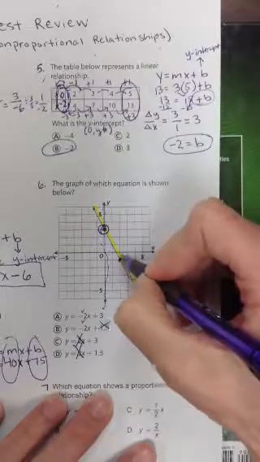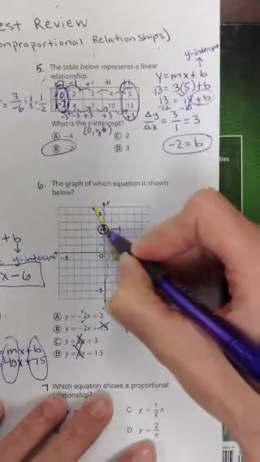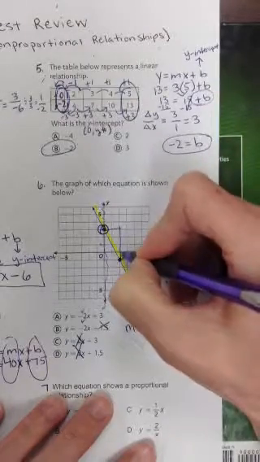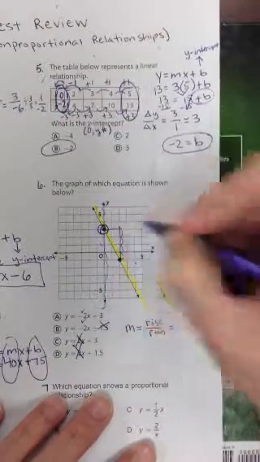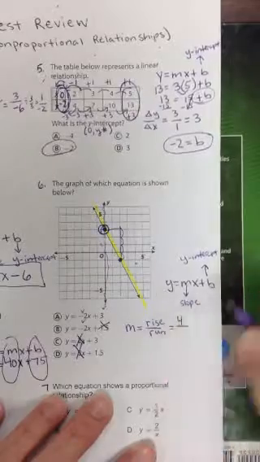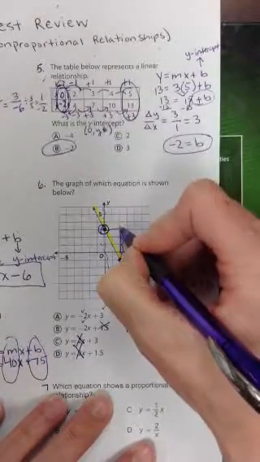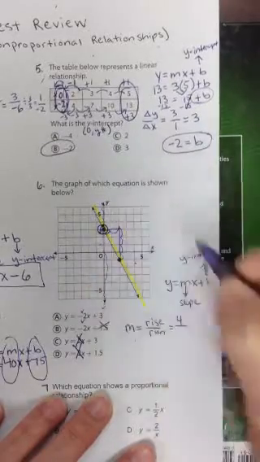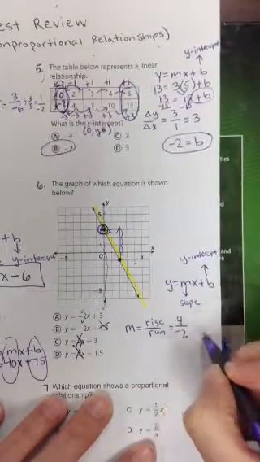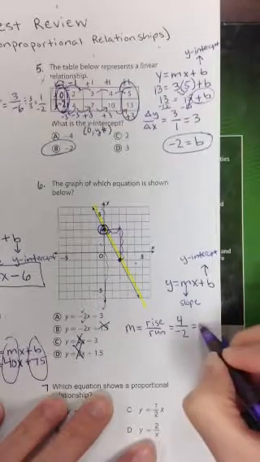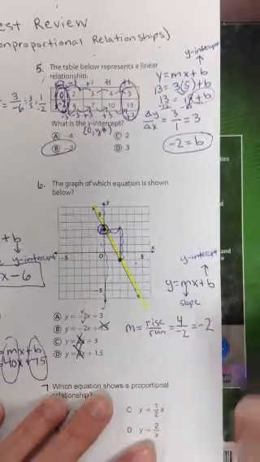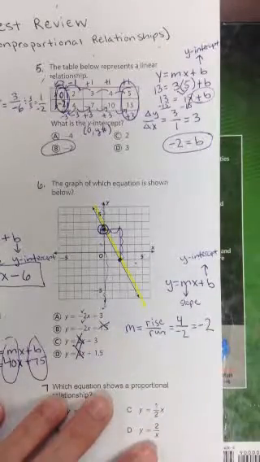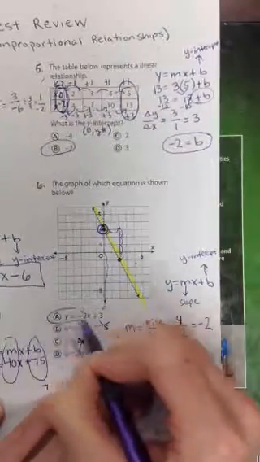So starting from here, rising up and moving to the left, my rise is 1, 2, 3, 4. And my run, notice I'm moving backwards, or to the left. So that's 1, 2 to the left, so that's a negative 2. So 4 divided by negative 2 gives me negative 2. Now I have found the slope, and it matches up with the equation that I thought it was. So A is my answer.